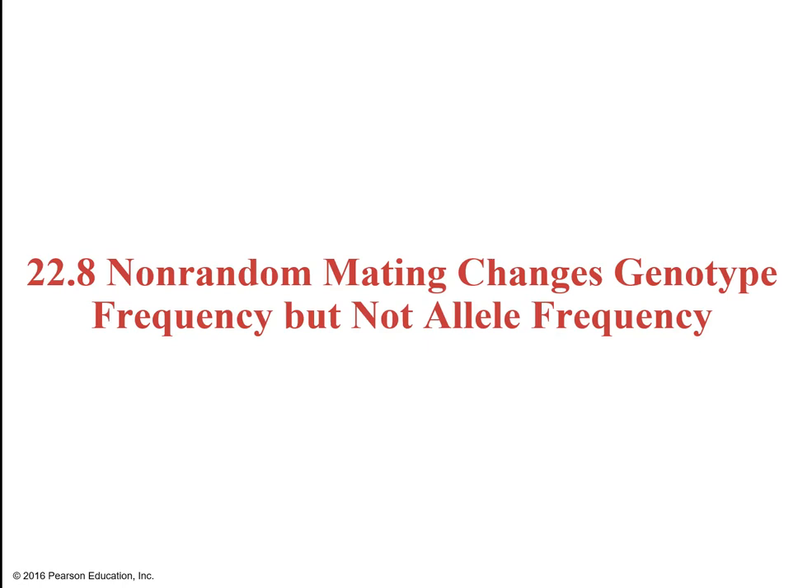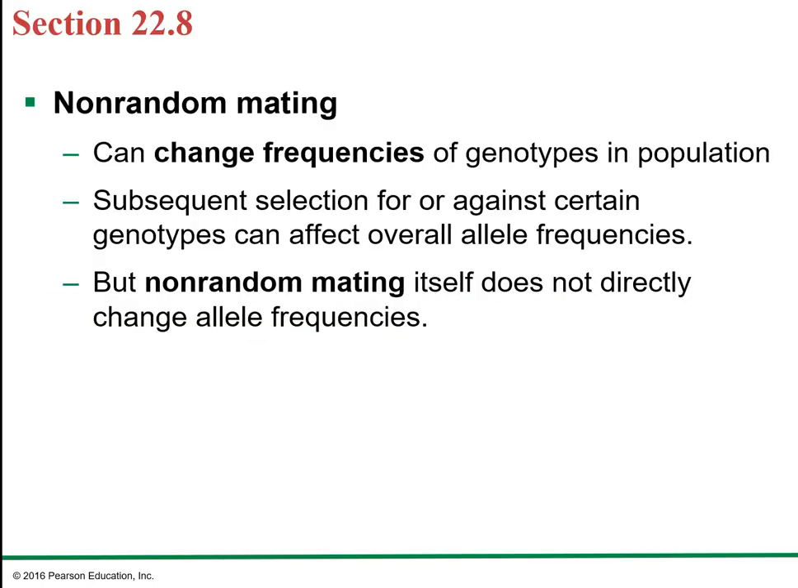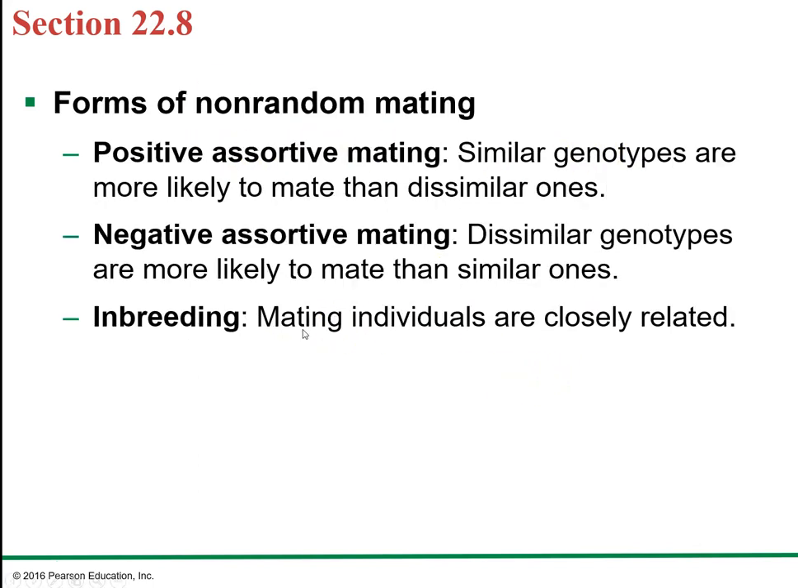Another thing that will change the gene pool, not necessarily allele frequency but genotype frequency, is non-random mating. This is when certain individuals will only mate with certain other individuals within a given population. Again, you're not going to change allele frequencies, but genotype frequencies will change. It says subsequent selection for or against certain genotypes could then affect allele frequencies, but non-random mating itself will just change genotype frequencies. That's what this is telling you here.